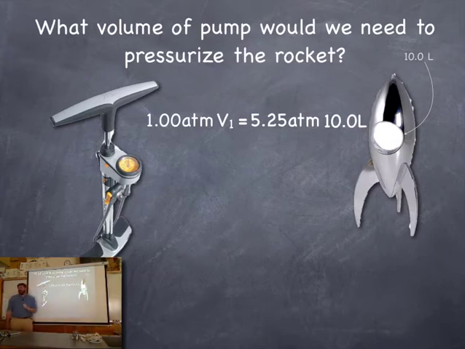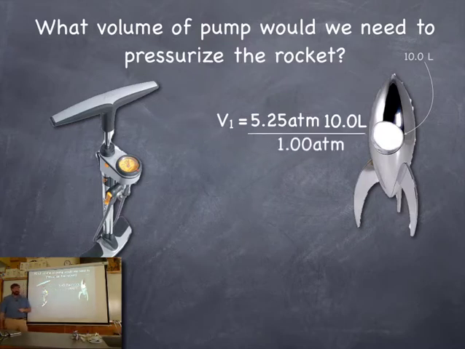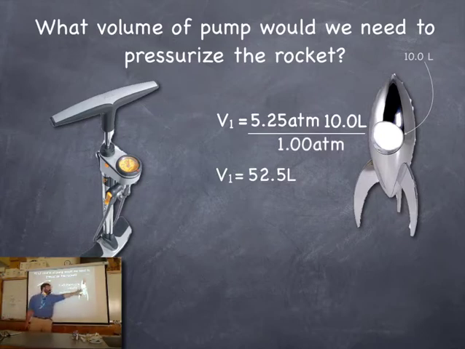How can I solve for V? I need to take the 1 atmosphere and move it to the other side. Right? Atmospheres cancel atmospheres. I'm left with 52.5 liters. In order to have a single pump get my rocket to 10 liters at 5.25 atmospheres, I need to start with 52.5 liters of gas. Okay, yeah, we're simplifying. Obviously, you could break that up into 52.5 pumps of a 1 liter pump. That would work in basically the same way. But we're just making it simple.